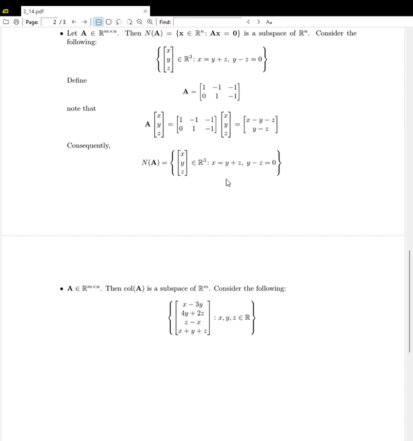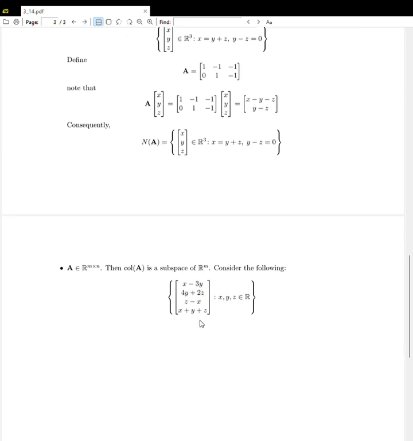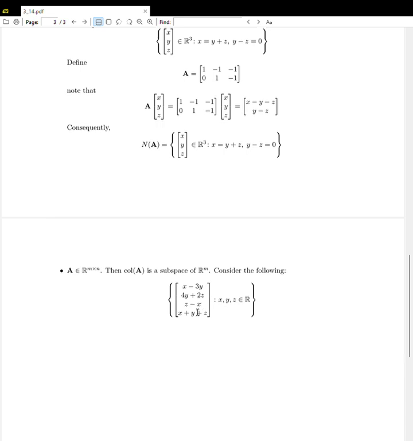Note here now we have these vectors that live in R4, but this is good for x, y, and z out of the reals. So in the first component, it will be x minus 3z. So pick any two real numbers, x and y, and look at that. And then here we pick these three real numbers. Now in the second coordinate, you're looking at 4y plus 2z. In the third coordinate, you're looking at z minus x. And in the final coordinate, you're looking at x plus y plus z.